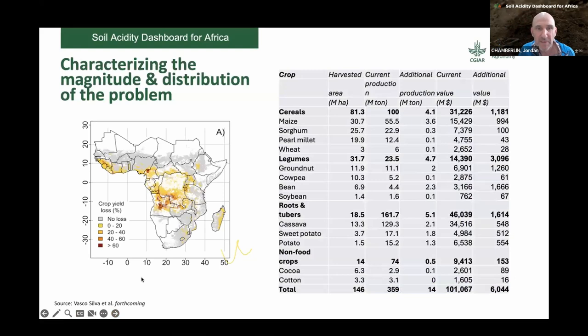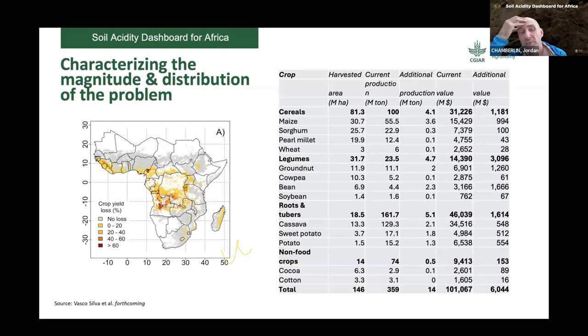Next slide, please. As a starting point, I'm going to one of the big picture sets of takeaways from work that is summarized very nicely in a paper that Joan has led and is in review right now. Please contact us if you want to see a preprint of that. Otherwise, very soon, I hope to share the link. But what we tried to do is, first of all, characterize the magnitude and distribution of the soil acidity problem at scale for the region as a whole.